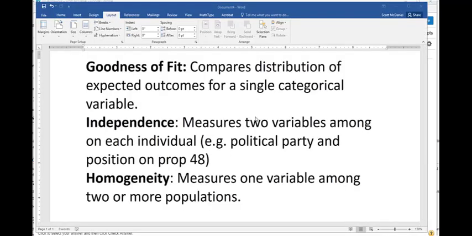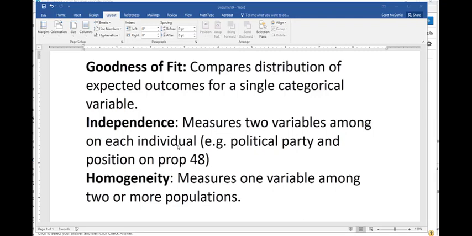Okay, let me just remind you, this is from the chapter summary video. The goodness of fit test compares a distribution of expected outcomes for a single categorical variable. I believe an example that's classically used is a die. A chi-square test of independence measures two variables on each individual. So this is when you have one big sample and you're measuring two variables.